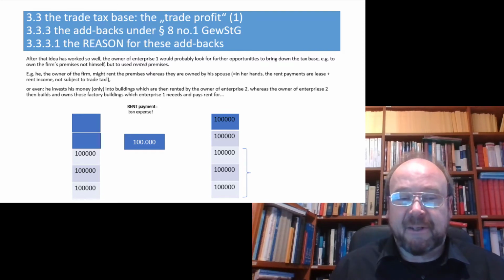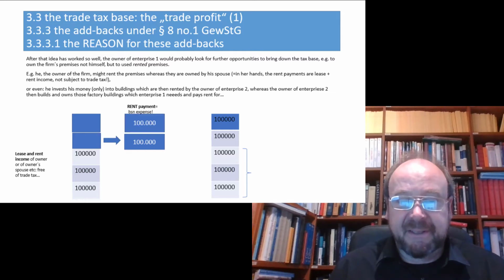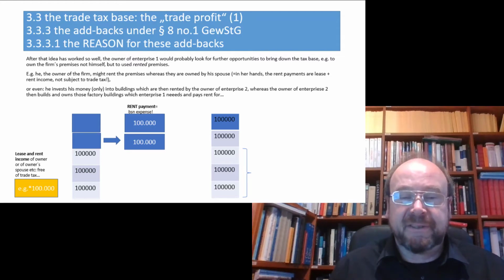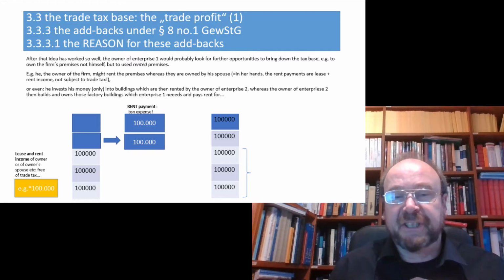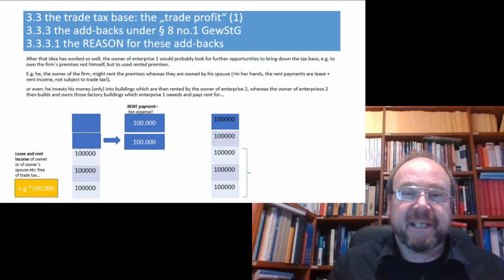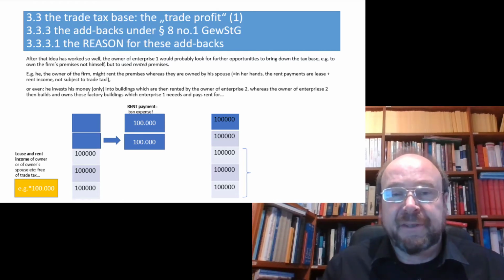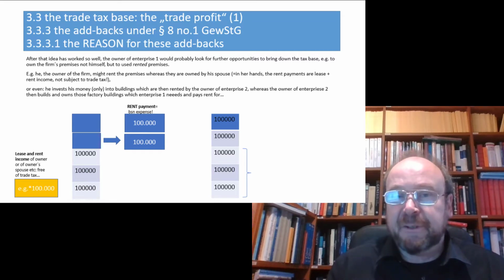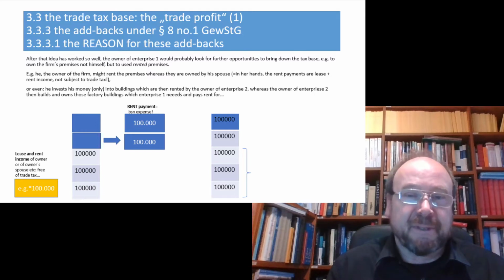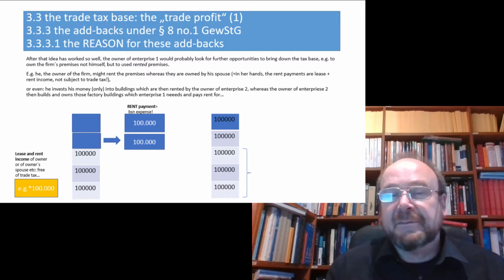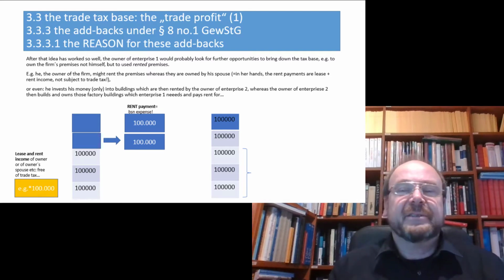And in the hands of my spouse or whoever owns these things now, that's lease and rent income, and no trade tax is due. So just by shifting that money into the hands of somebody else, into another type of income, we have freed that money from the trade tax burden. Now, if you have no spouse or don't trust your spouse because a divorce is going to happen soon or so, then you might say, okay, then we must do it another way.